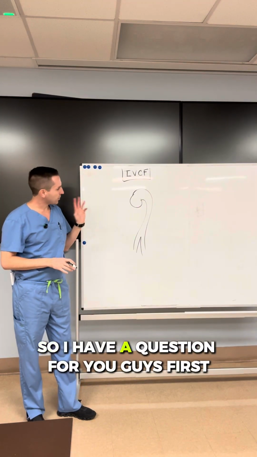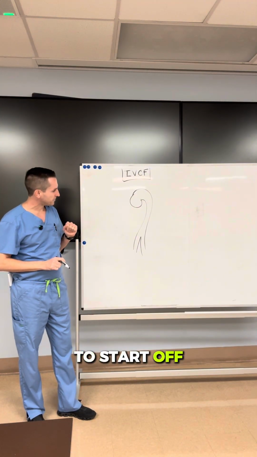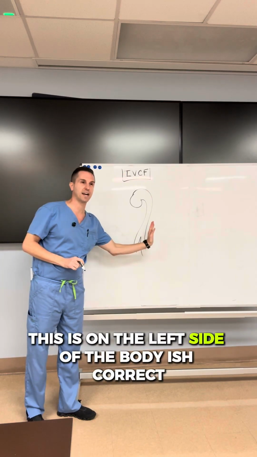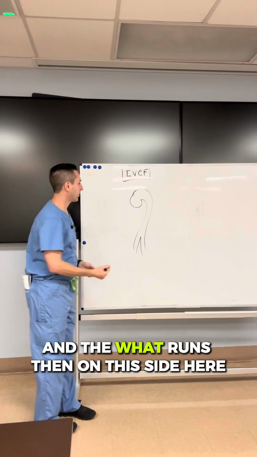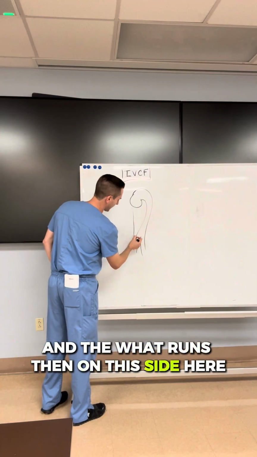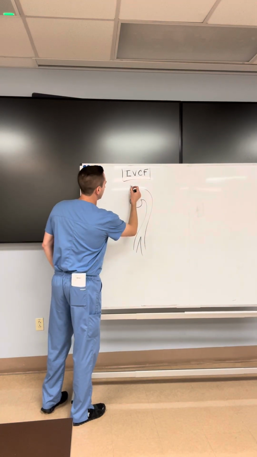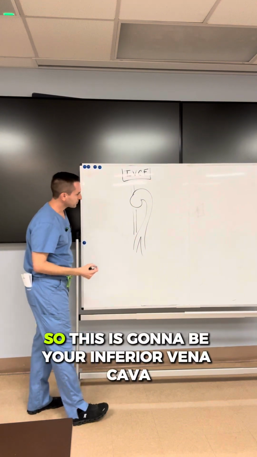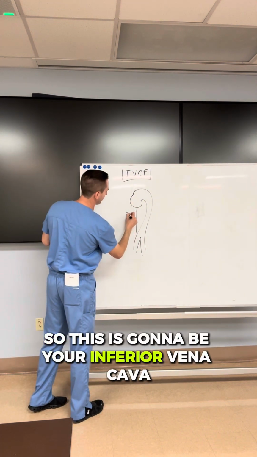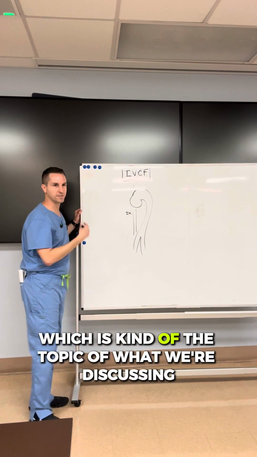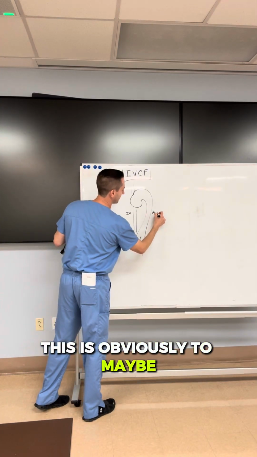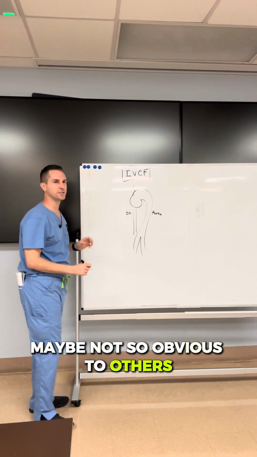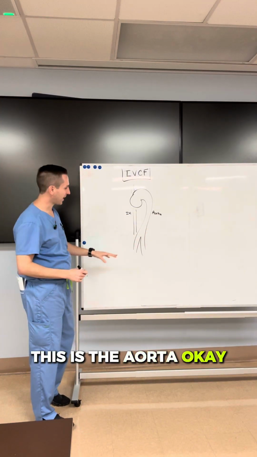So I have a question for you guys first to start off. This is on the left side of the body-ish, correct? And what runs then on this side here? Yeah, okay. So this is going to be your inferior vena cava, which is kind of the topic of what we're discussing. This is obviously maybe obvious to some of us, maybe not so obvious to others. This is the aorta, okay?